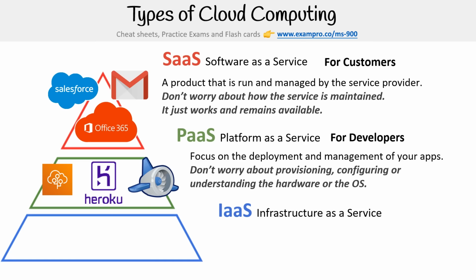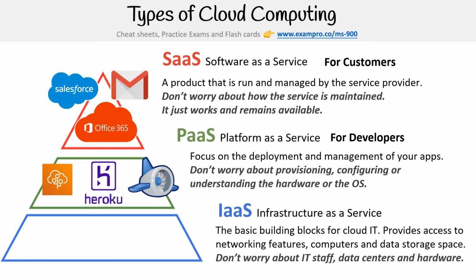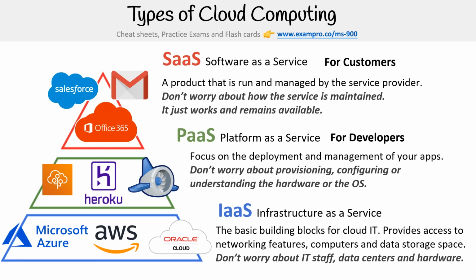Finally, we have Infrastructure as a Service, abbreviated as IaaS, and this is the basic building blocks for cloud IT. So it provides access to networking features, computers, and data storage space. You don't worry about the IT staff, data centers, and hardware. And so examples of infrastructure as a service would be Microsoft Azure, AWS, or even Oracle Cloud. And so this is really intended for administrators.